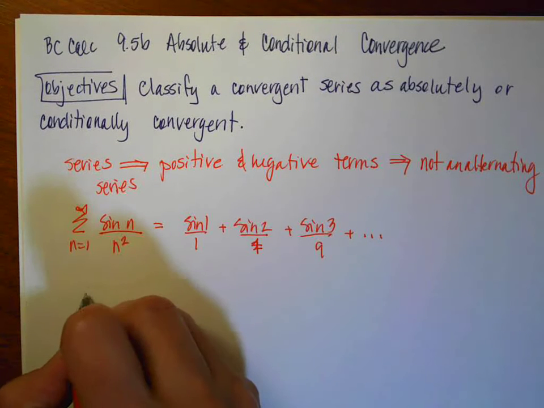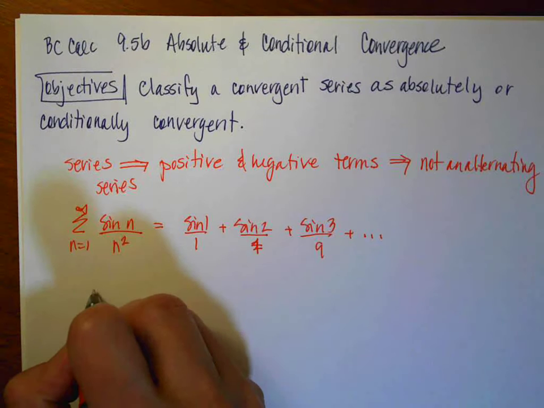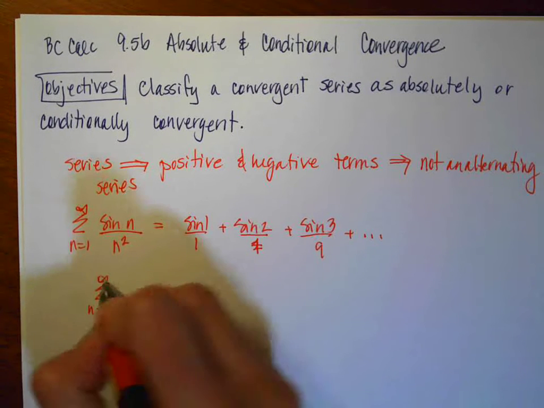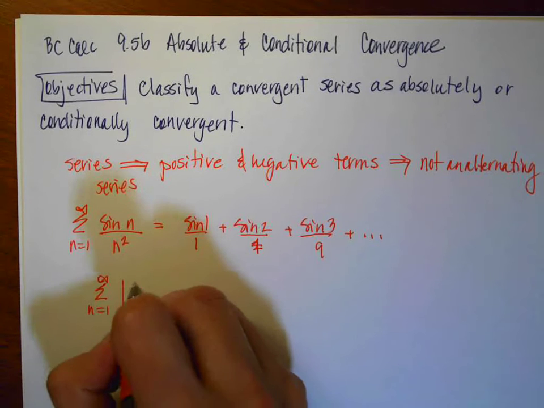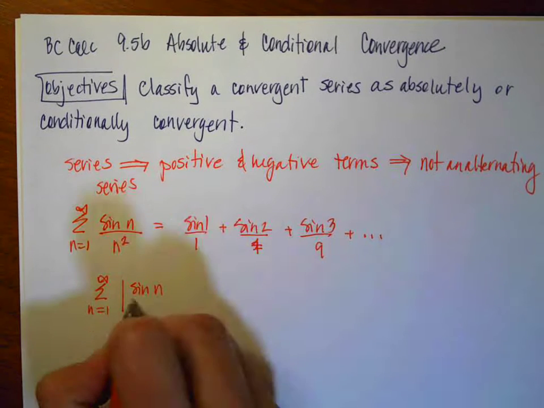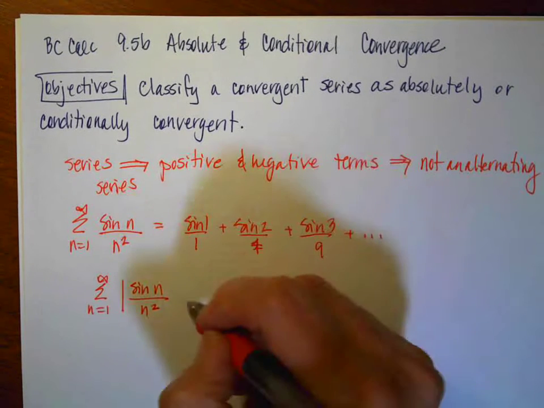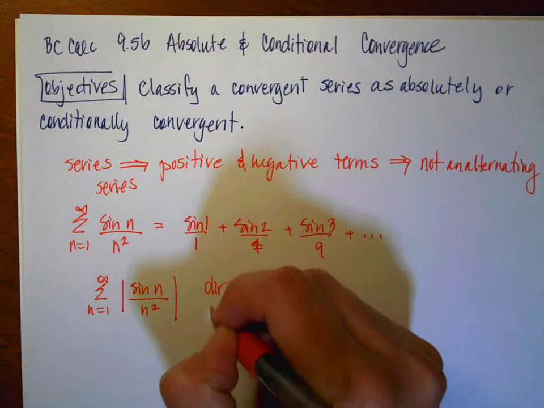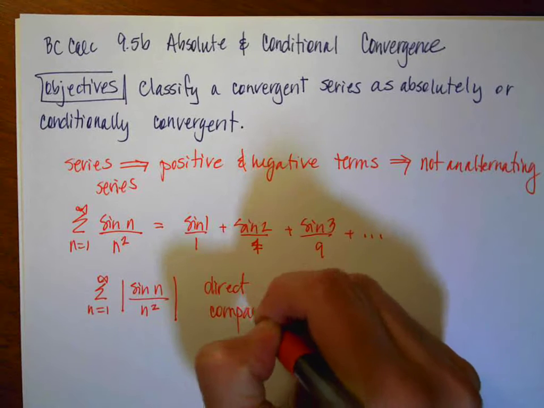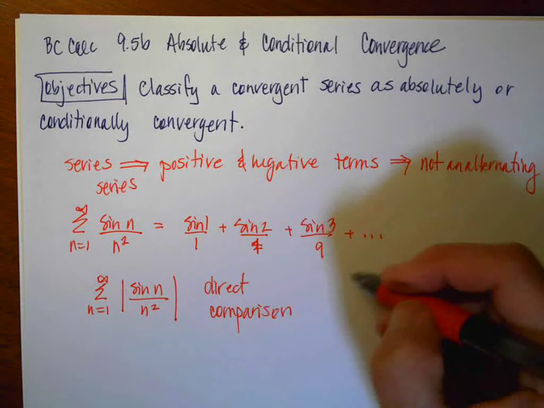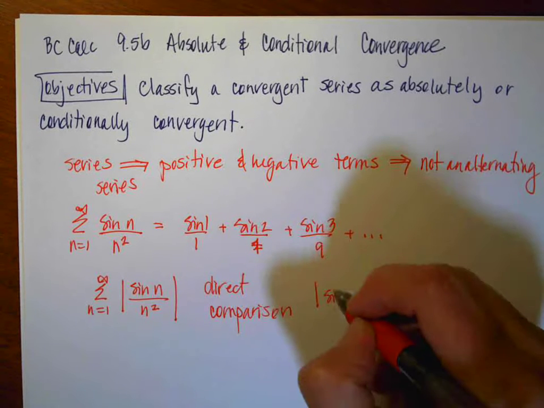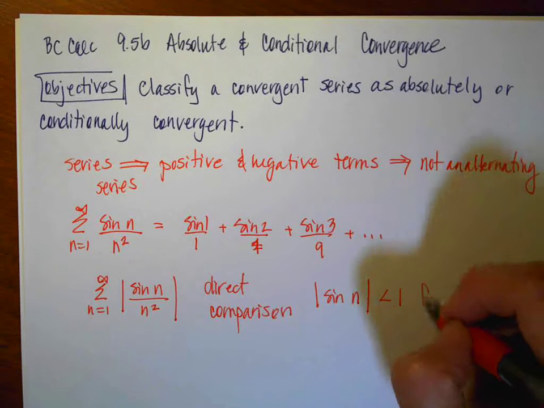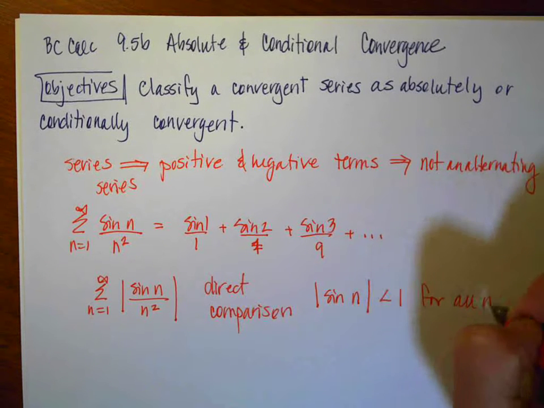So let's try to do what we did in our last video. So let's try to do the sum from n equals 1 to infinity of the absolute value of the sine of n over n squared. And if we did a direct comparison, and I'm not actually going to do the comparison, but we would get that the sine of n, absolute value, would be less than 1 for all n.